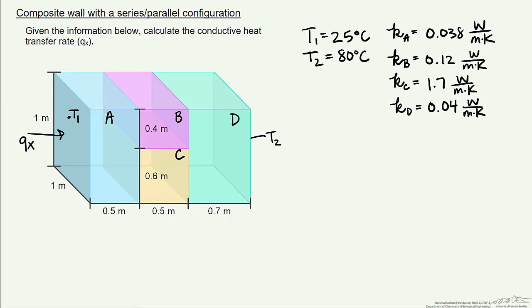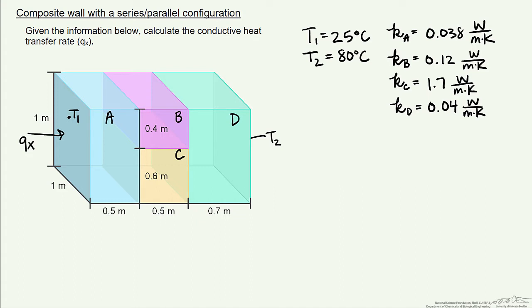In this screencast, I'll show you how to solve for the conductive heat transfer rate through a composite wall as shown below. In order to solve using our thermal circuits, first of all, we have to assume that the surfaces normal to the x direction are isothermal. So instead of having a straight thermal circuit, we're going to have something that looks like this.